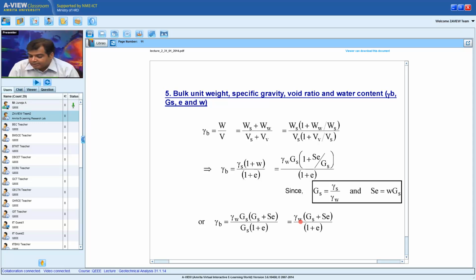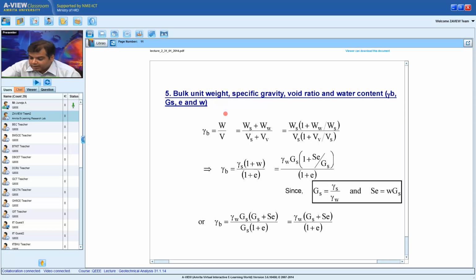Again, this is an important expression, and I'm sure with time, with practice on problem sheets, this expression will be on the tips of your fingers. It becomes more of a song kind of thing: GS plus SE over 1 plus E times gamma W. Please do remember this, it's important. In fact, for any level of soil mechanics or geotechnical engineering, such expressions would be used.